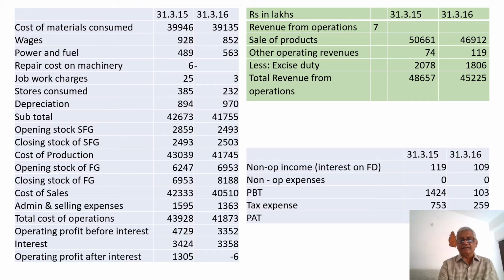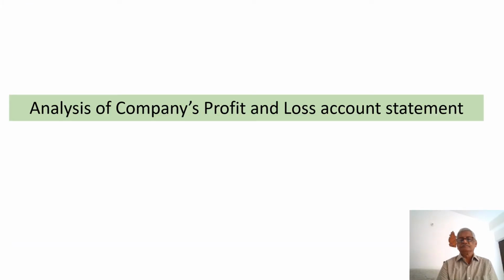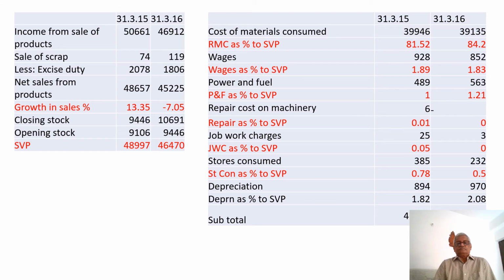Now let us understand how we infer, what is the purpose of doing this analysis. If we look at the revenue from operations side, I can understand the growth in sales. As on 31/3/15, the company's revenue from operations, the income generated from the main activity, has grown by 13.35, whereas in the subsequent year, as on 31/3/16, there was a decline in income from operations.